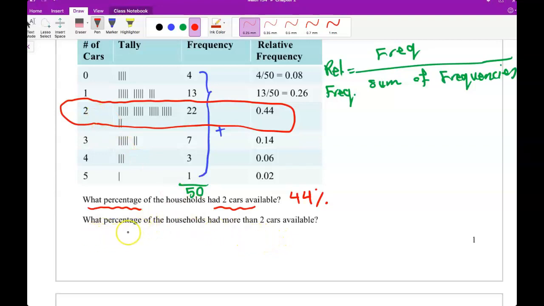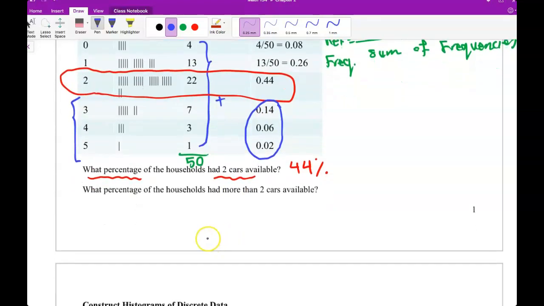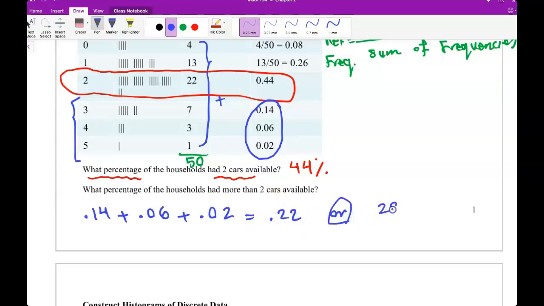The next part: what percentage of the households had more than 2 cars available? So it's more than 2 cars, and that is this part. Adding all these that we have here, and again using percent, you have 14%, 6%, and 2%. So adding all these is 22%. That is the final answer for this part.